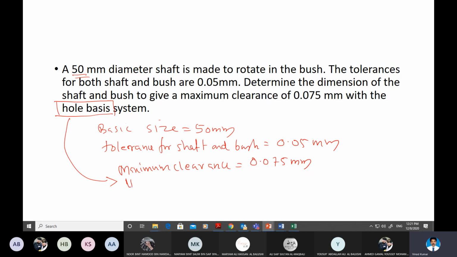Hole basis means in a hole basis system, the minimum dimension of the hole equals the basic size. What is the basic size here? 50 millimeter. That 50 millimeter will be equal to the minimum size of the hole in a hole basis system. Clear? Then I can proceed. Yes, doctor, clear.